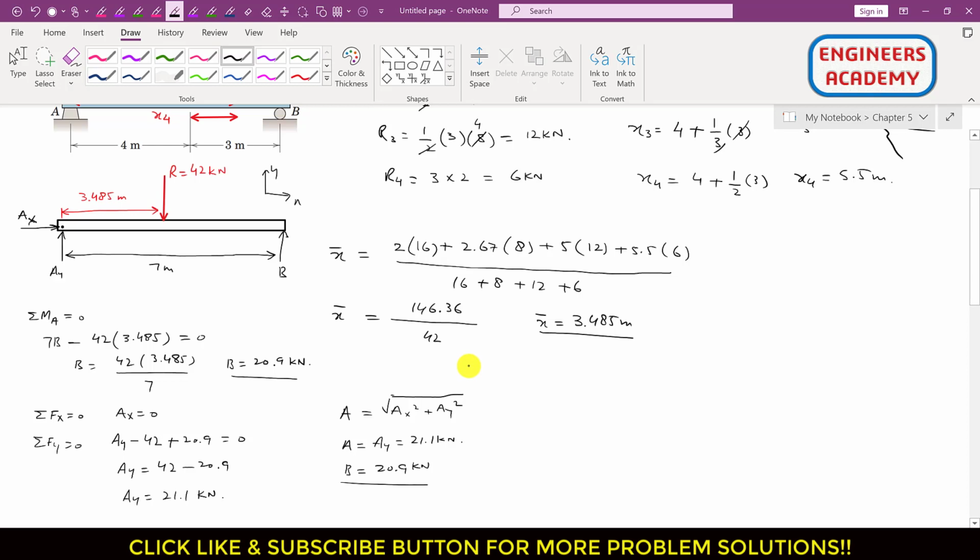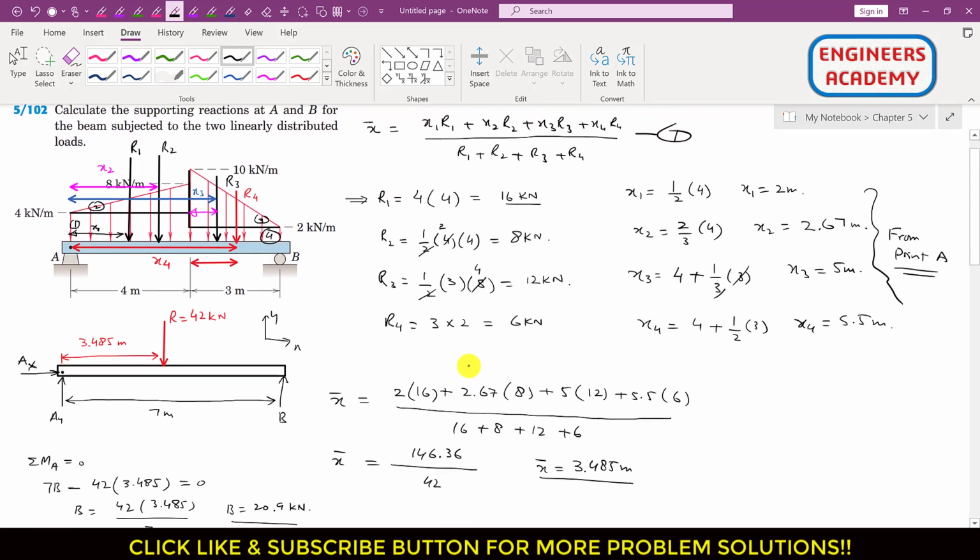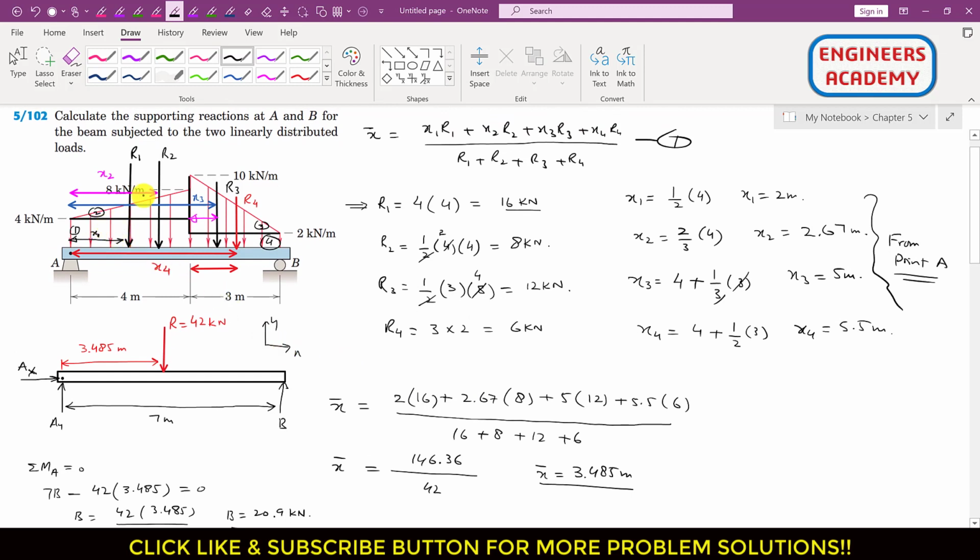The second method, in the second method, what we will do is that we will not replace all these resultants R1, R2, R3 and R4 by this single resultant. We will keep these R1, R2, R3 and R4 at these particular distances x1, x2, x3 and x4, and then we will apply that summation of moment about point A equals to 0, and then the summation of forces along x equals to 0 and the summation of forces along y equals to 0.